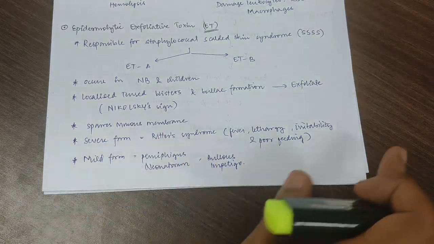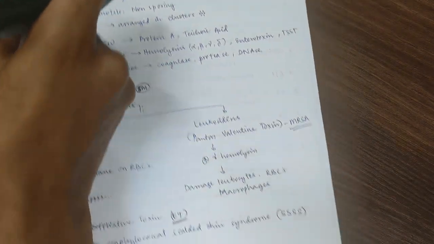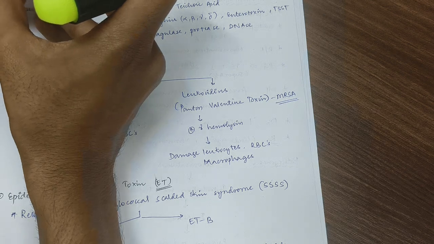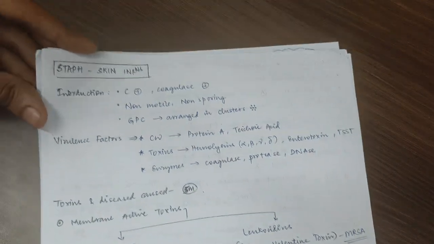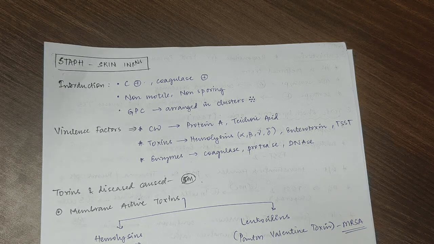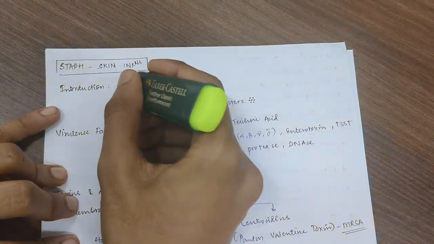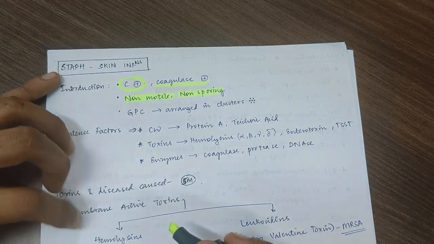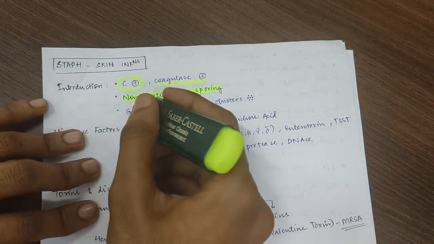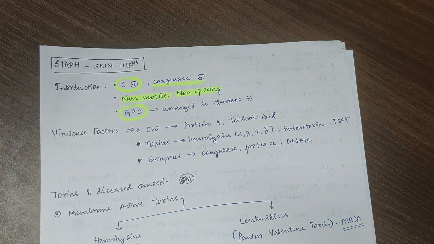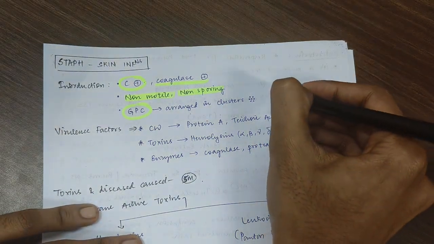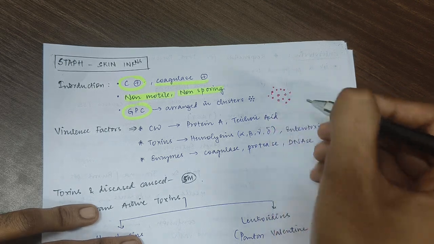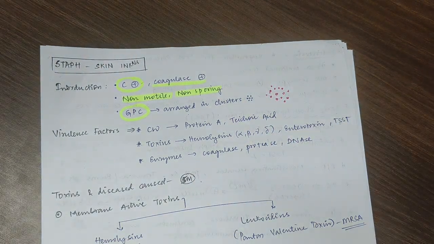Then coming to the staph infections per se. Staphylococci are catalase positive and coagulase positive, non-motile, non-sporing. This is the Staphylococcus introduction, and it is a gram positive cocci, arranged in clusters, something like this.